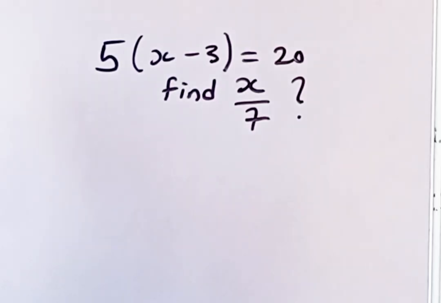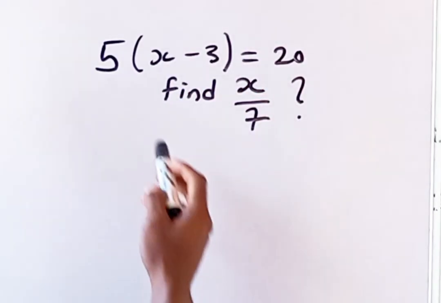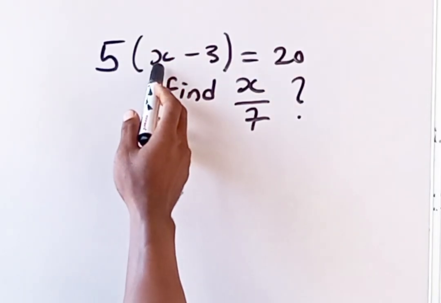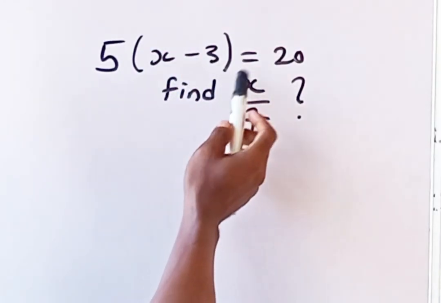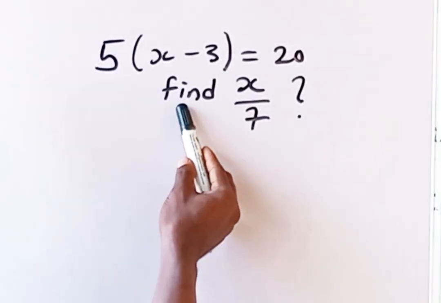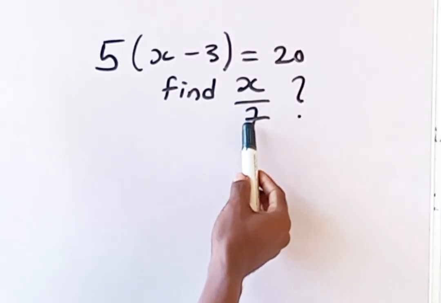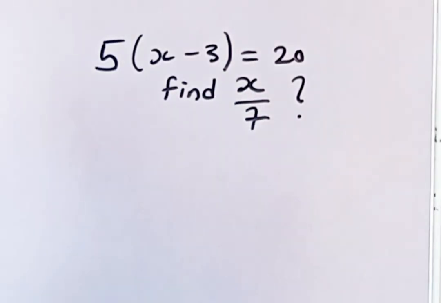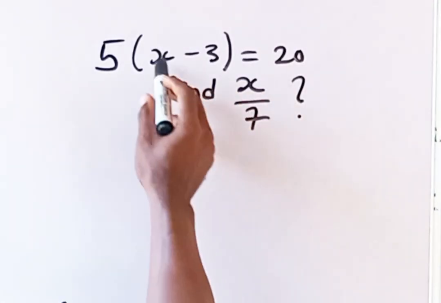It's very simple. All you need to do is to simplify the algebra, right? Now we have 5(x - 3) = 20. So the question asks us to find x over 7. What is x divided by 7? So first of all, we have to look for the value of x.